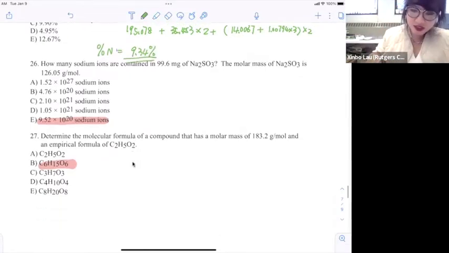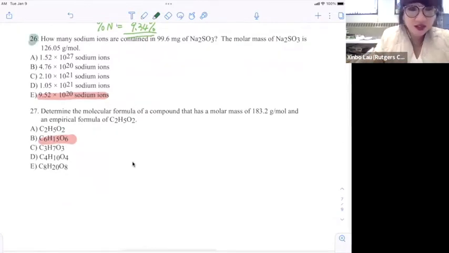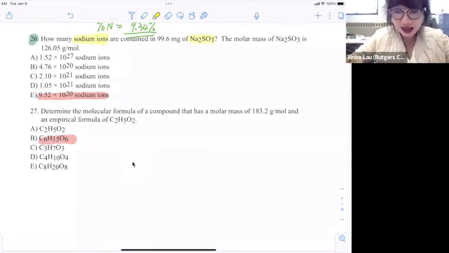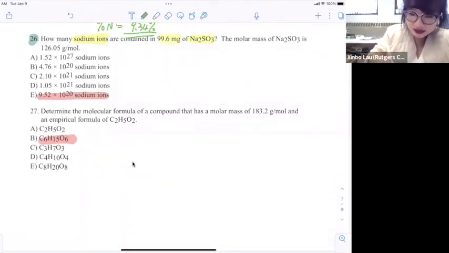Now let's look at the next question. Let's see what this question is about. We're asked to solve for sodium ion, and the compound given is sodium sulfide. So I have a whole compound and I'm given the mass of it, and I'm looking for a specific ion from this compound. Then let's start to work on that.